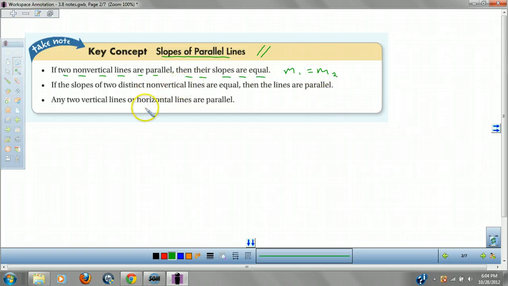Same thing. Any two vertical lines or horizontal lines are parallel because horizontal looks like that, vertical like that. Their slopes are either going to be undefined or 0, hence they're all going to be equal, hence they shall be parallel, so you can drive trains on them without them crashing. Okay, I'm not going to draw the explosion.